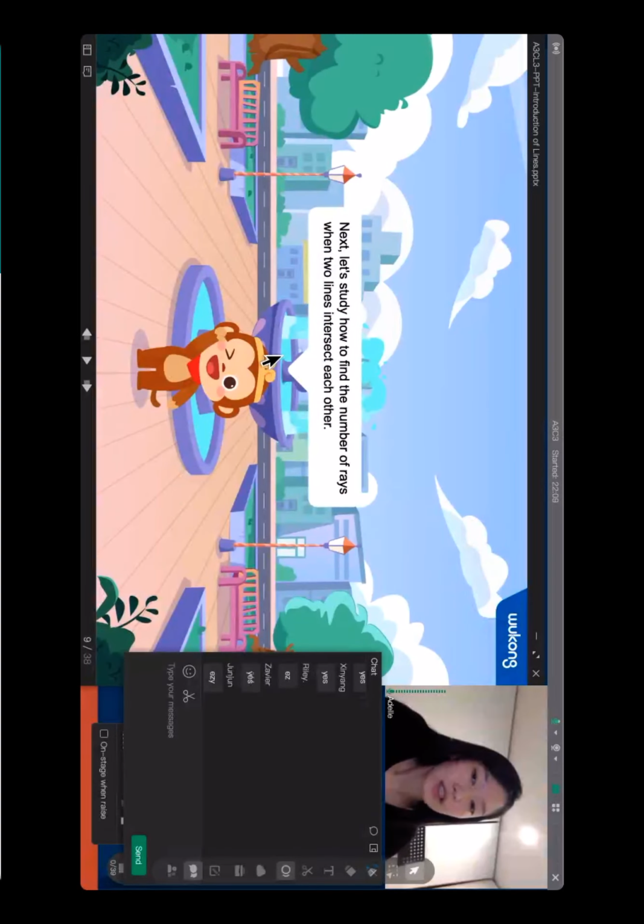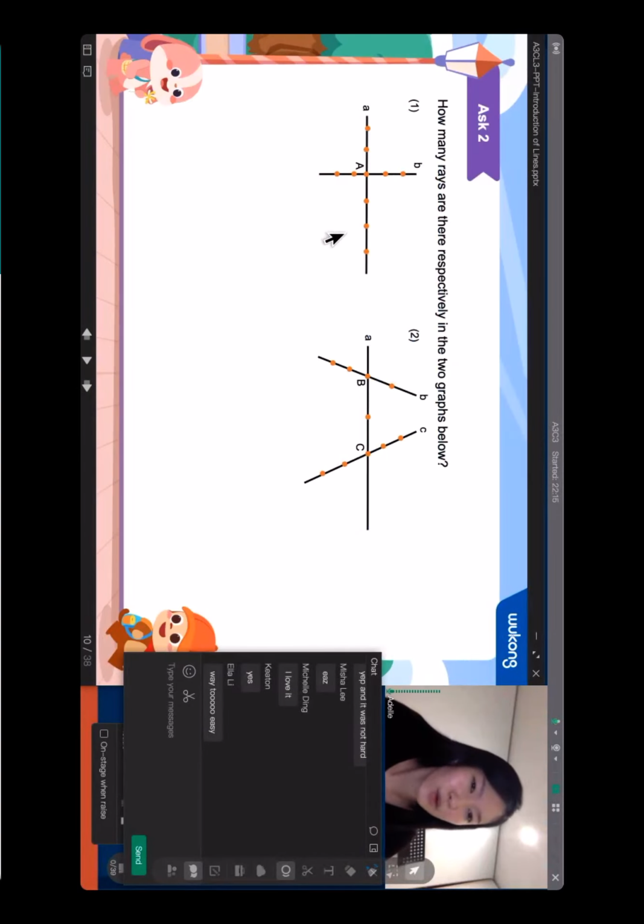Next, we're gonna study how to find the number of rays when 2 lines intersect each other. Okay, so how would that look? So you would have 2 lines, A and B here, they will cross each other, okay? Or if you look at figure B, you would have 3 lines actually intersecting each other. So it's looking a little bit more complicated than before, but I think you guys can handle it.